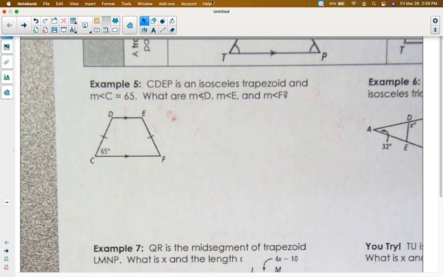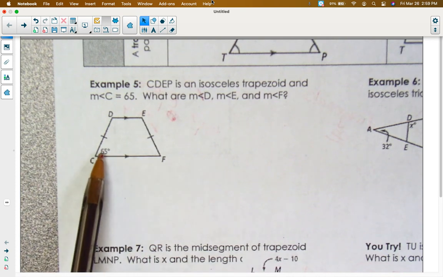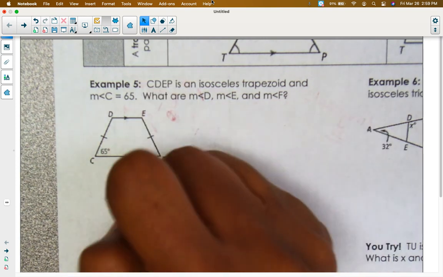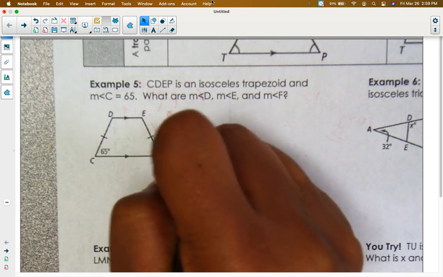CDEP is an isosceles trapezoid, and the measure of angle C is 65. What's the measure of angle D? What's the measure of angle E? And what's the measure of angle F? So the measure of angle C is 65 degrees. Since this is an isosceles trapezoid, if this is 65, I know that this is 65 also. So 65 degrees.